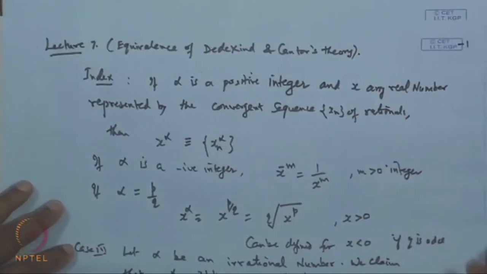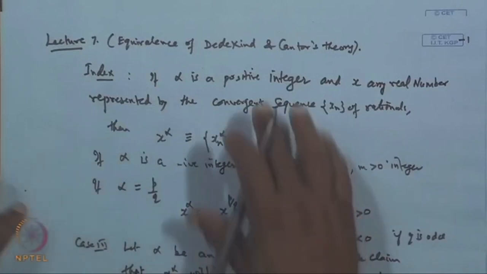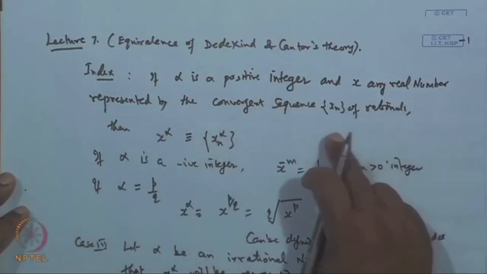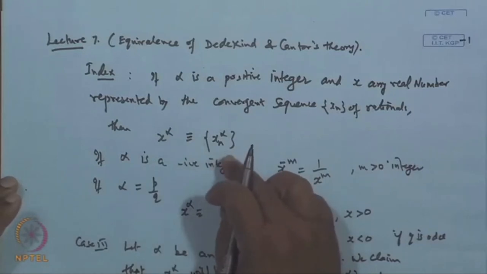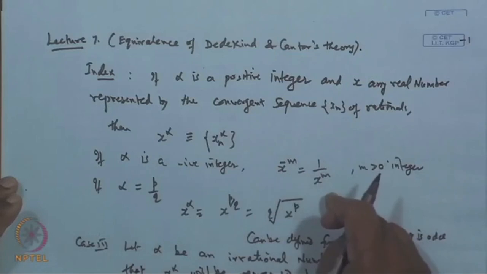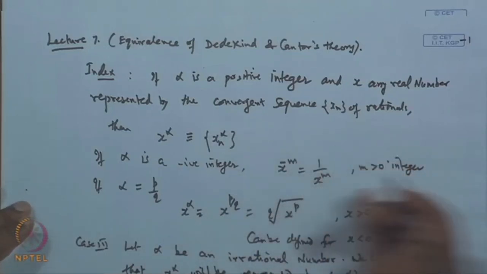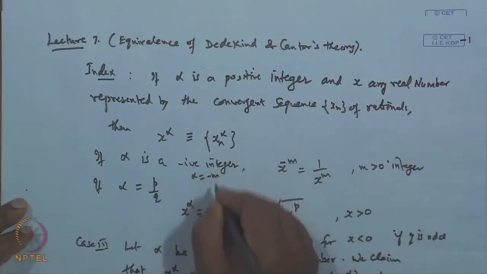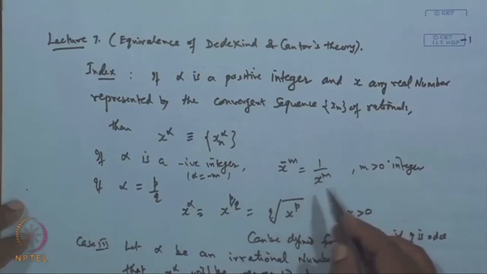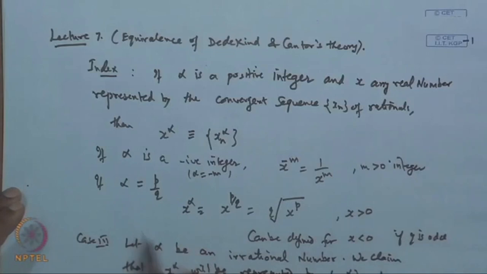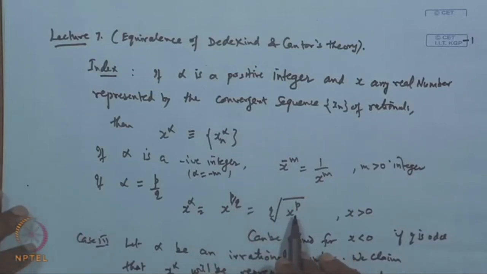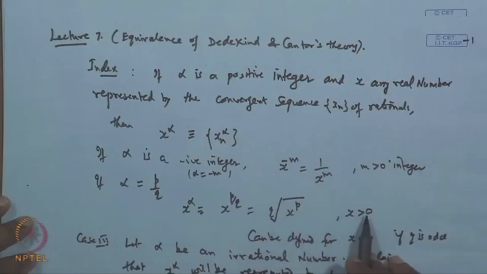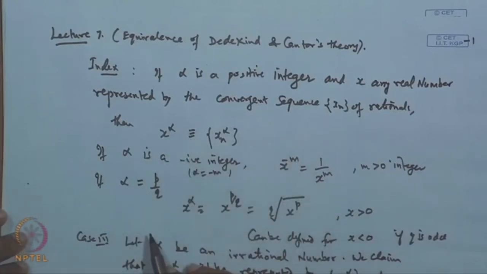I will just revise it, but we have already discussed this part. When alpha is a positive integer and x is any real number represented by a convergent sequence xn of rationals, then the index x to the power alpha will be represented by xn to the power alpha. And if alpha is negative, say alpha is equal to minus m, then x to the power minus m is 1 upon x to the power m, where m is an integer. And if alpha is a rational fraction, then x to the power p by q is the qth root of x to the power p when x is positive. But if x is negative, it can be defined provided q is an odd number. So for integer and fractional cases we have already discussed.